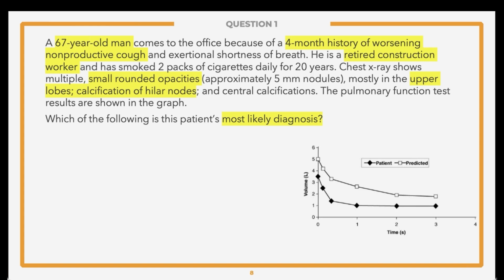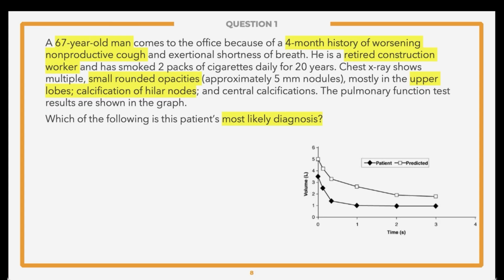And then you see this X-ray. Okay, we love X-rays, right? So small round opacities, and mostly in the upper lobe, and then there's calcification of the hilar node as well. So they give you a lot of information, a few buzzwords that should make you start thinking about it, and they gave you a PFT.